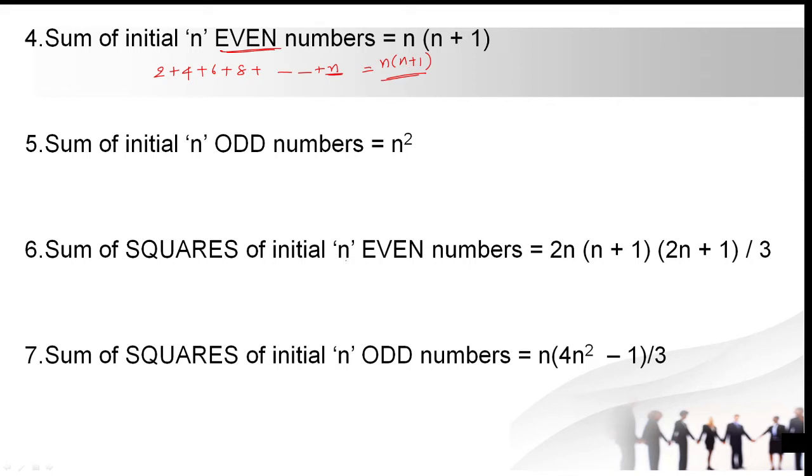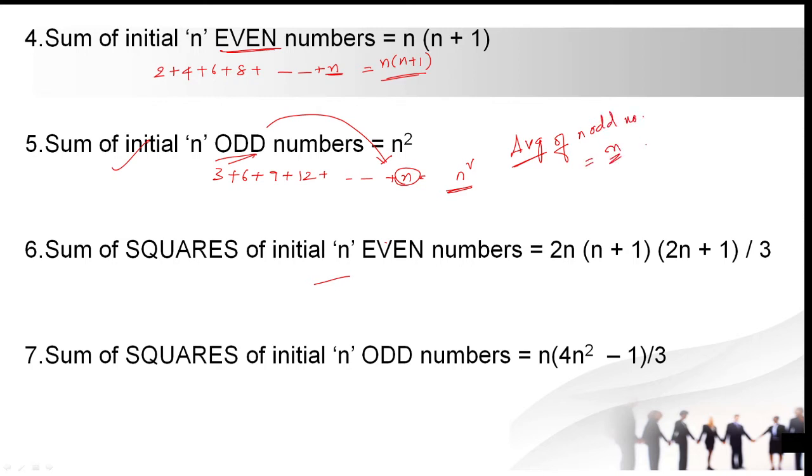Then move to the odd numbers. Sum of initial odd numbers, that is 1 plus 3 plus 5 plus 7 and so on plus n. Here the n value means odd. For this we have a formula, that is n square. For example, to find the average of this series, the average of n odd numbers, what will the formula be? It will be just n. Why? Because what is average? Sum by number. What is the sum? n square. The total count is n. We can cancel n, we'll get n. So see, this formula will help you to find the average also.